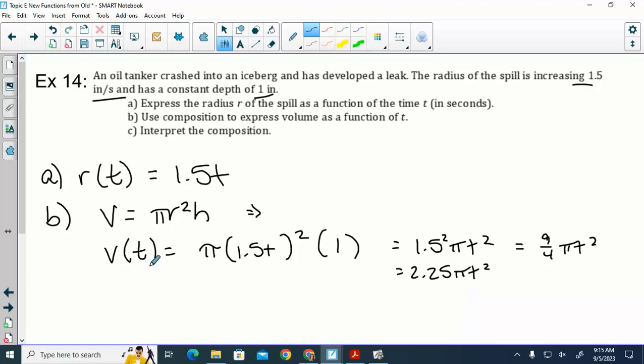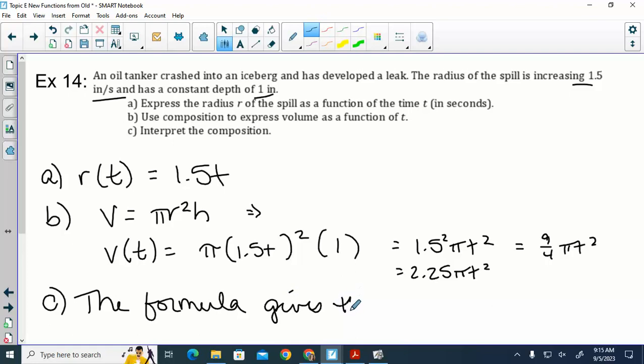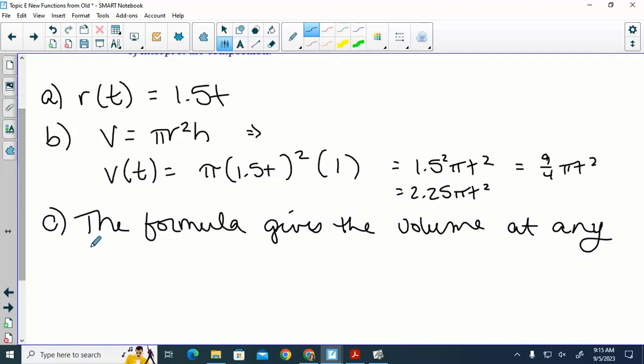All right, so interpret the composition. So the formula gives the volume at any given point in time. Is that okay? Try the last one.